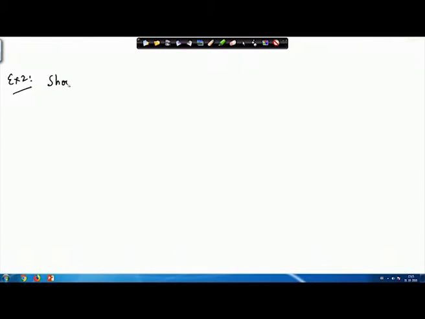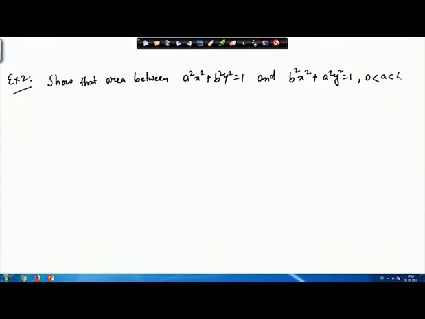So this says to show that the area between a² x² + b² y² = 1, and b² x² + a² y² = 1, where 0 < a < b, is 4/(ab) tan⁻¹(a/b). So here we have to be a little bit careful. First of all, we have to see what kind of curves they are.